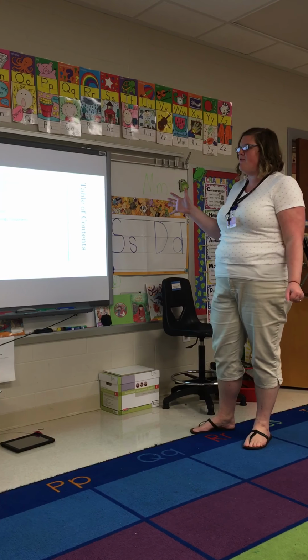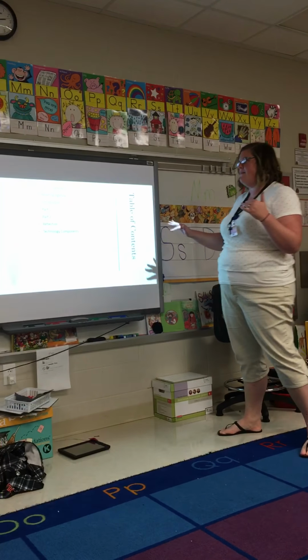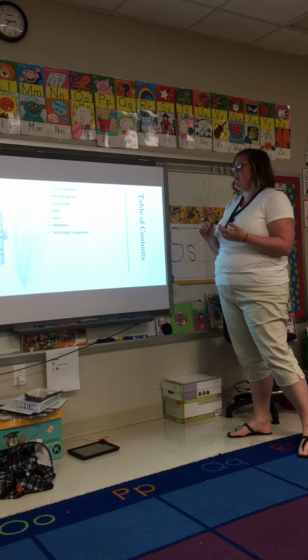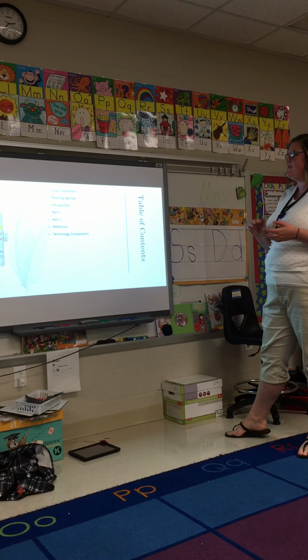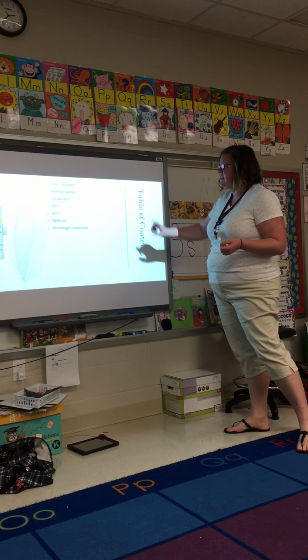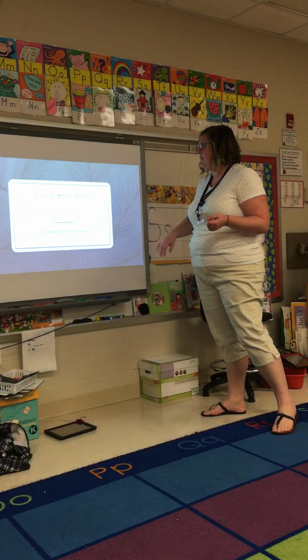And this is just the table of contents for University of the Cumberlands, but that just shows you what we're going to do. A vision statement. I'll give you your meeting agendas, already out on your table. Introduction, part 1, part 2, reflection, and technology components. The technology components will be the most important aspect for you.